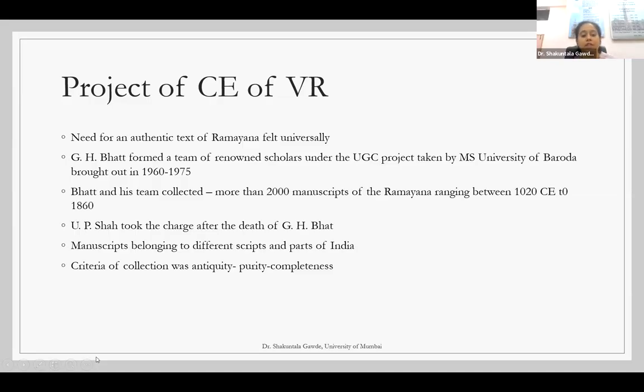Then U.P. Shah took charge after the death of G.H. Bhatt because it was a huge project. Of course, it went on for many years. And then all the manuscripts, after they were collected, were properly studied, grouped, and the authenticity was checked, and they were selected for the critical edition.